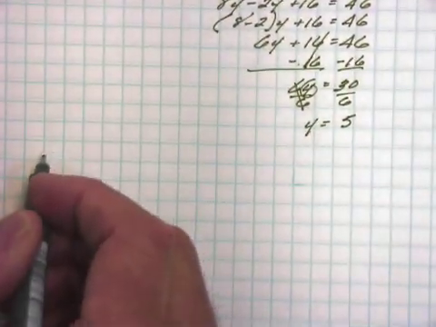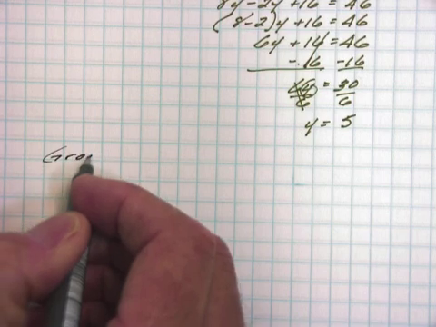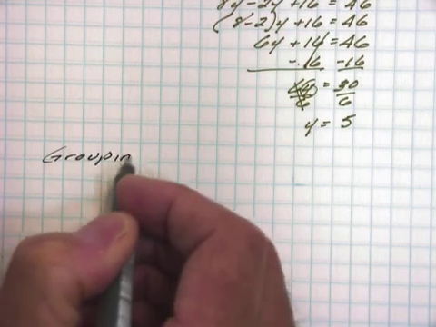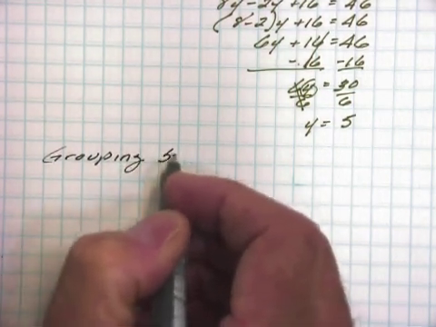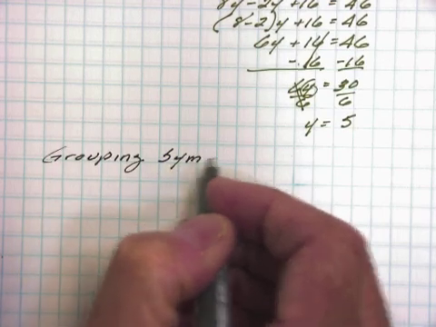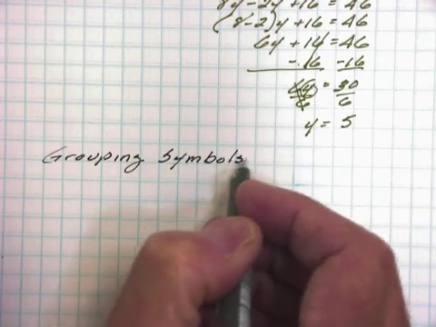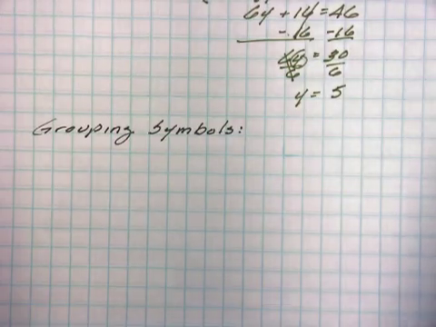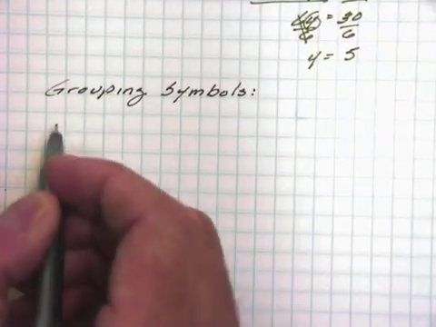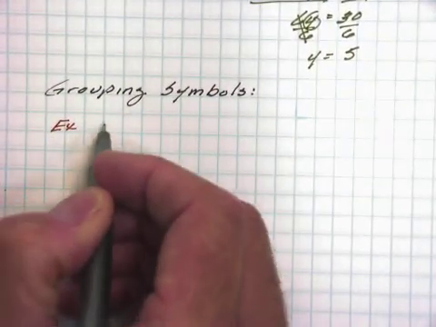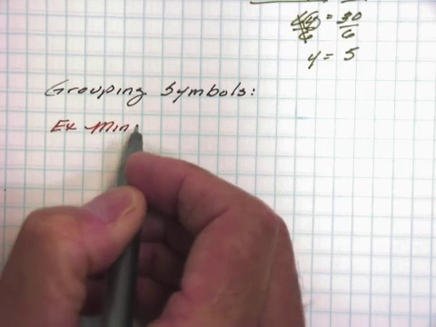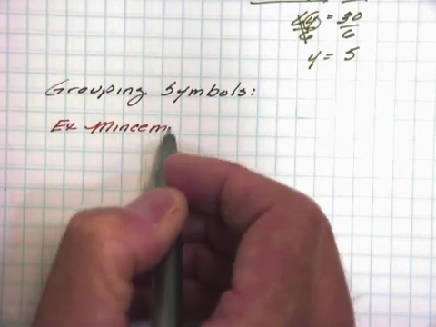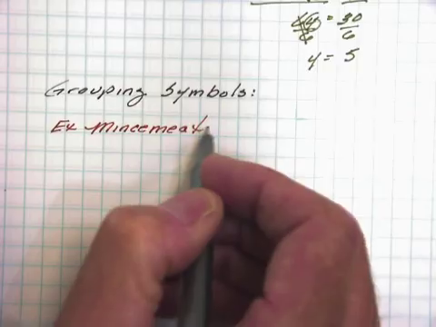But that's not the only kind of multi-step equation you're going to run across. So let's do a couple with grouping symbols. And we'll start with the problem, let's do example mincemeat.